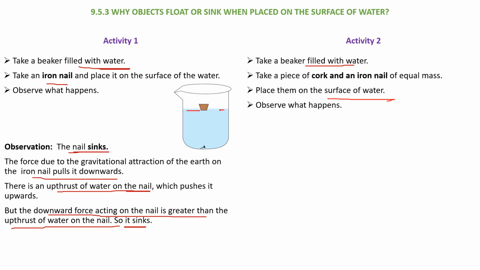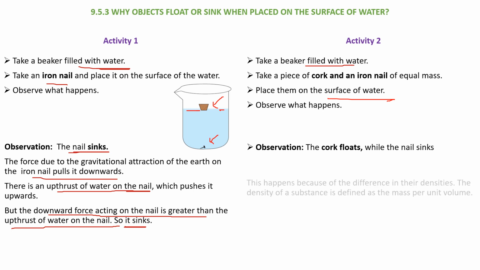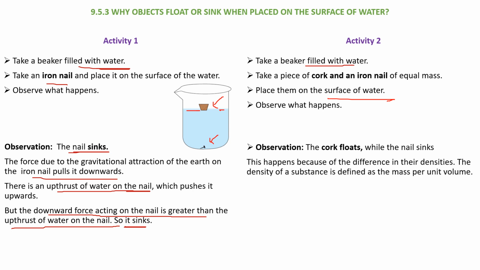Observe what happens. Now we know it. We can easily guess it, right? What happens? Cork floats. Iron nail sinks. Right. This happens because one is floating, one is sinking, though they have the same mass.